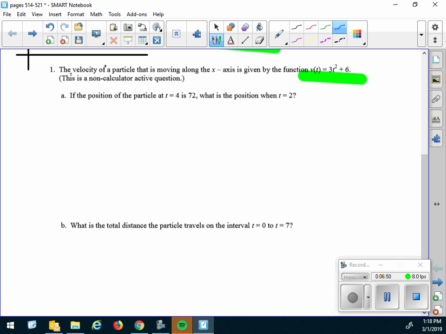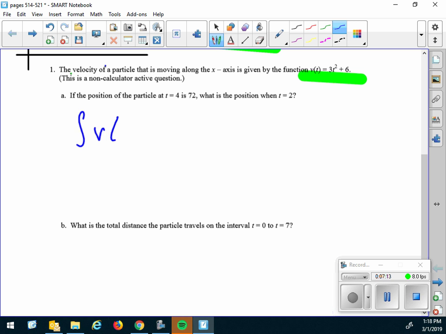This is a non-calculator active question. If the position of the particle is 72 at t equal 4, then what is the position when t equal 2? Now I want you to notice we are given a velocity function.